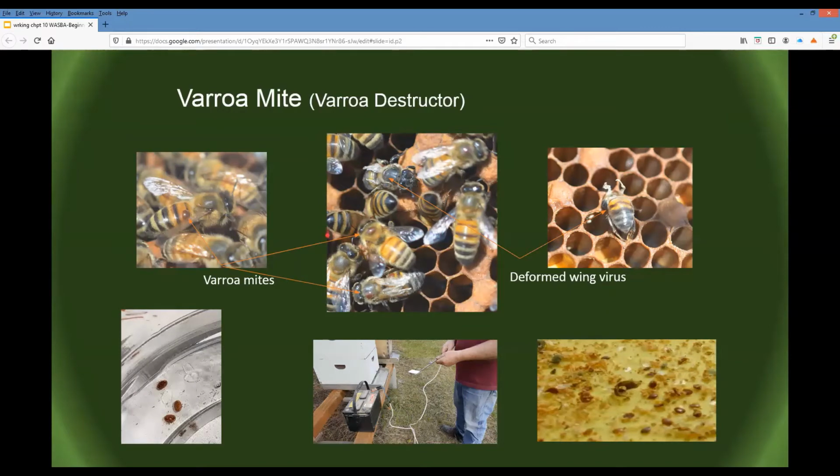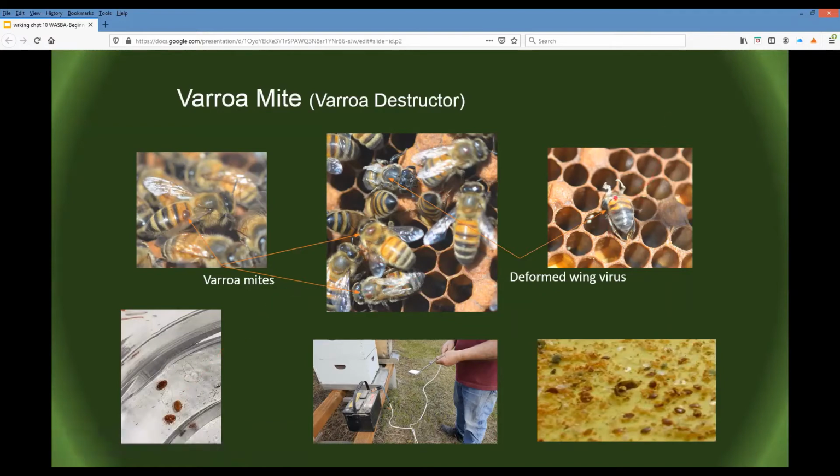I think when I look at pictures of varroa mites, they kind of remind me of ticks on humans. That's not exactly what they are, but you can see the red pointer, and I'm kind of hovering back and forth. There's a varroa mite. You see the arrow on this bee. There's one on this bee right here. There's another one down here. Here's a couple of varroa mites in a dish.